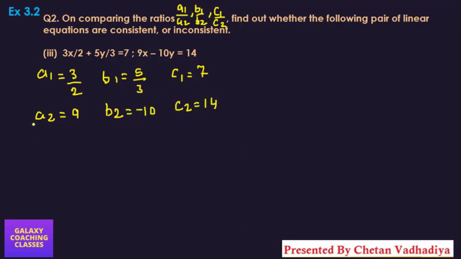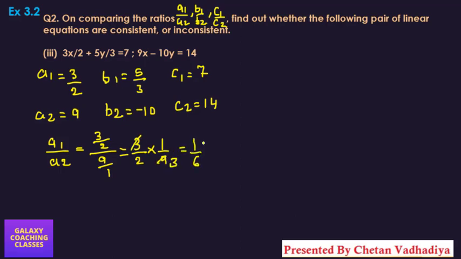Now here comes the problem. In division, generally students make mistakes here. That's why a1 by a2 means 3 by 2 upon 9 by 1, guys. Fraction upon fraction. So what will you get? 3 by 2 into 1 by 9. So you can cancel this and you will get 1 by 6. So your a1 by a2 will be 1 by 6.